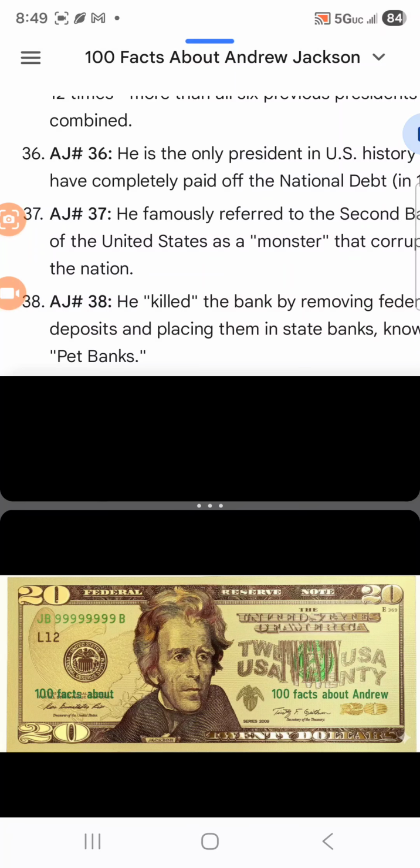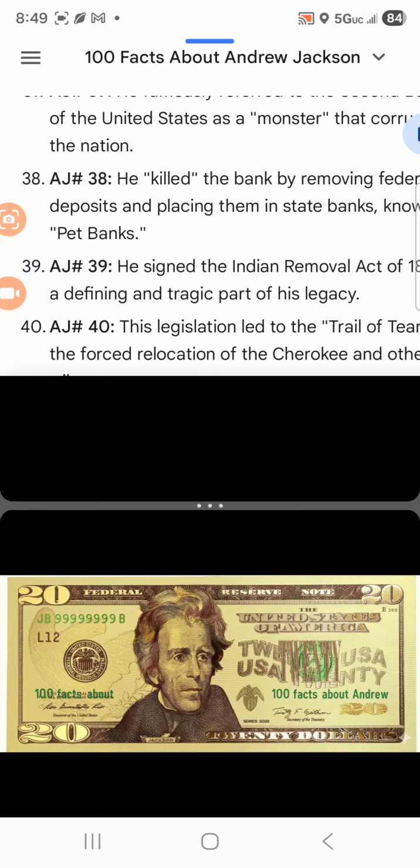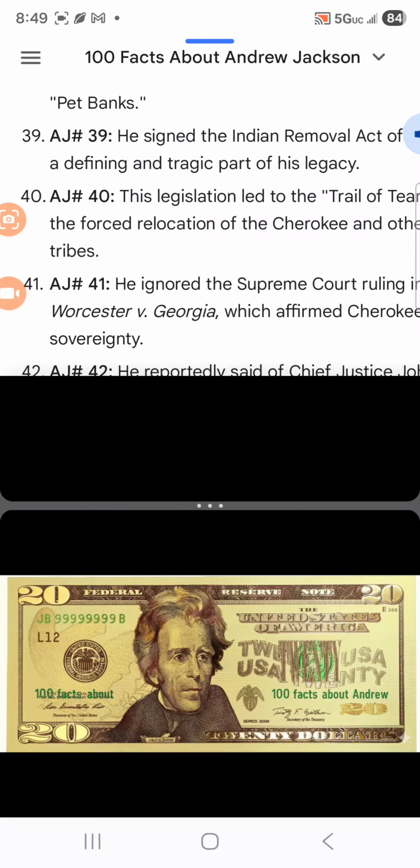AJ number 37. He famously referred to the Second Bank of the United States as a monster that corrupted the nation. AJ number 38. He killed the bank by removing federal deposits and placing them in state banks, known as pet banks. AJ number 39. He signed the Indian Removal Act of 1830, a defining and tragic part of his legacy. Yup, killing banks and Indians.